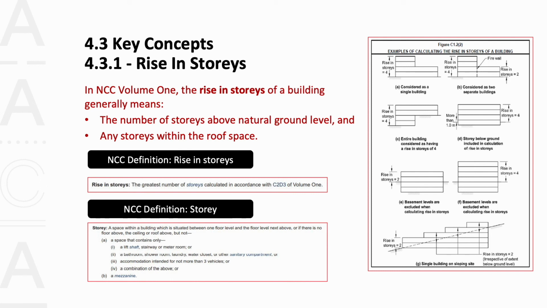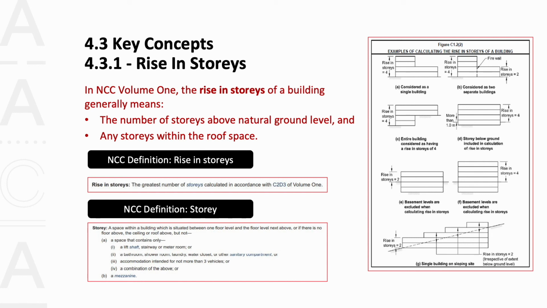The number and locations of fire exits in Class 9B buildings can depend in part on each building's rising stories. The rising stories of a building is used to determine the type of construction along with the building's classification, which we'll have a look at next.